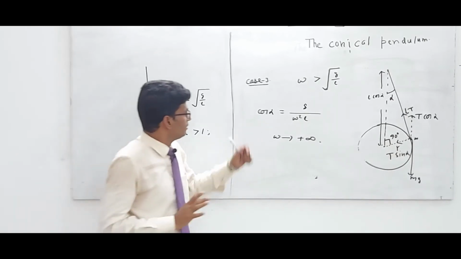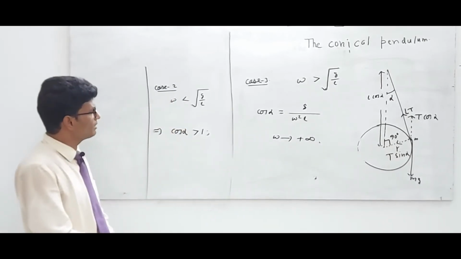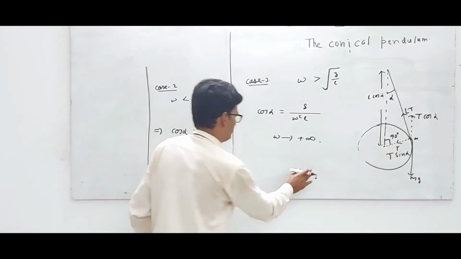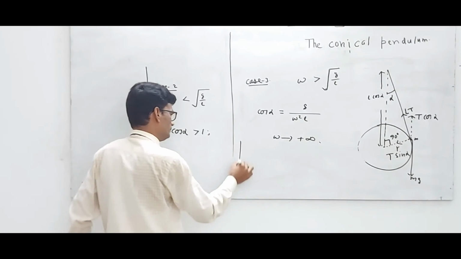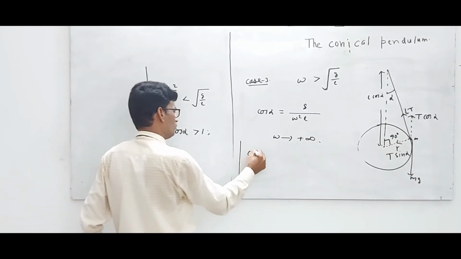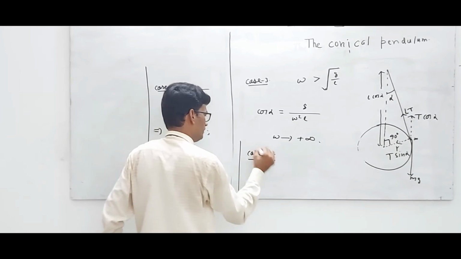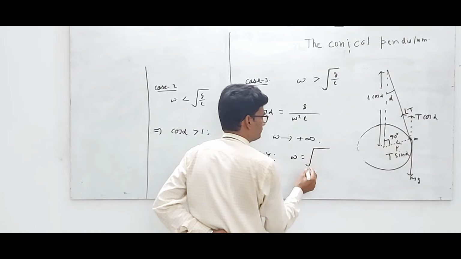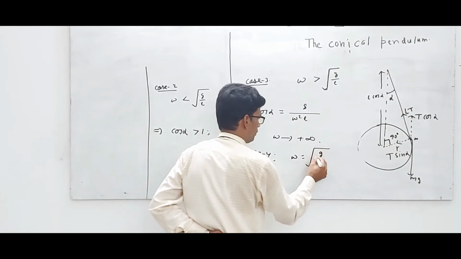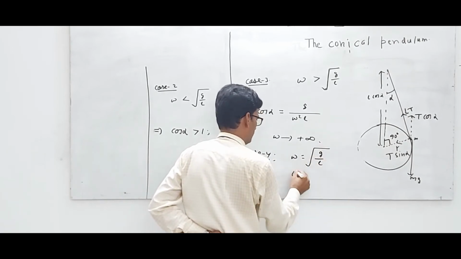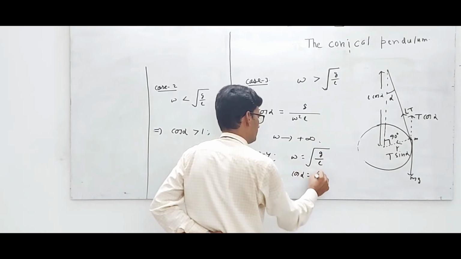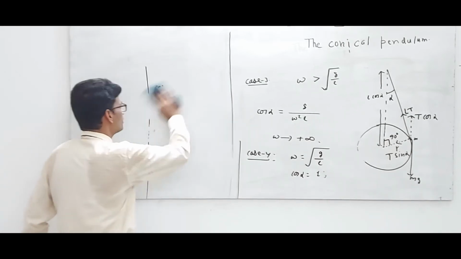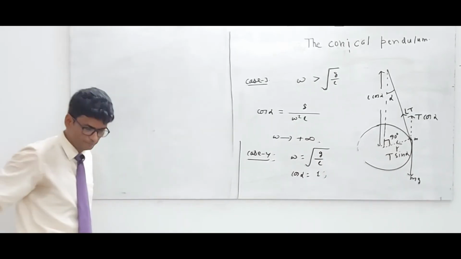Okay. Now, one of the cases I'm going to look at here, T cos alpha. Just case 4. We take here case 4. Then omega is equal to under root g over L. Then cos alpha becomes 1. What is the consequence of this? Look very carefully.